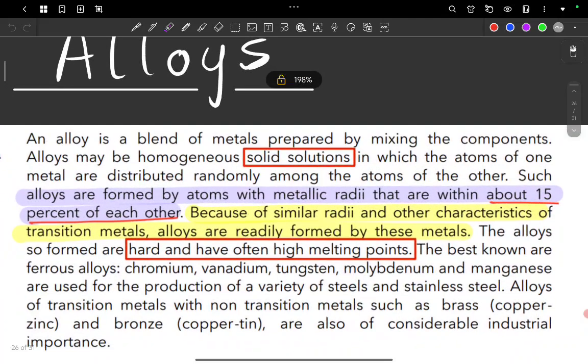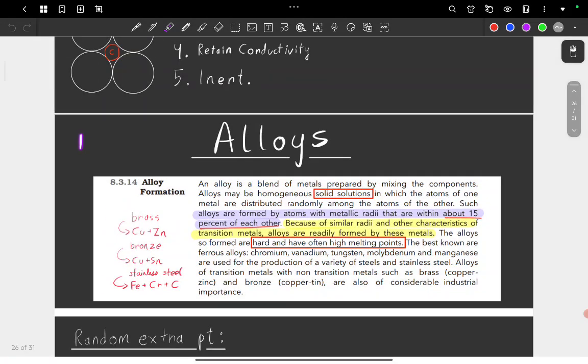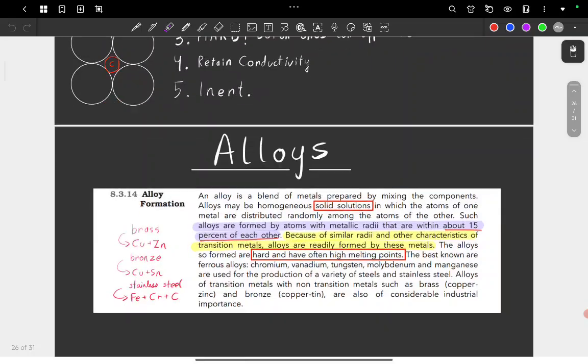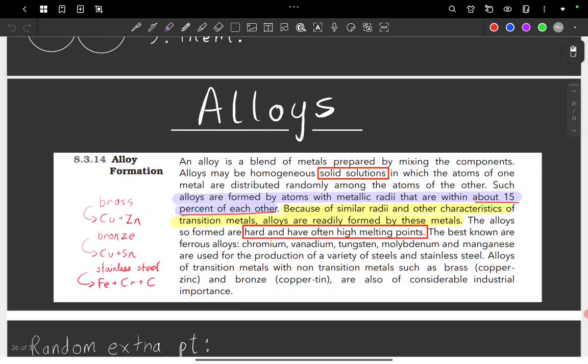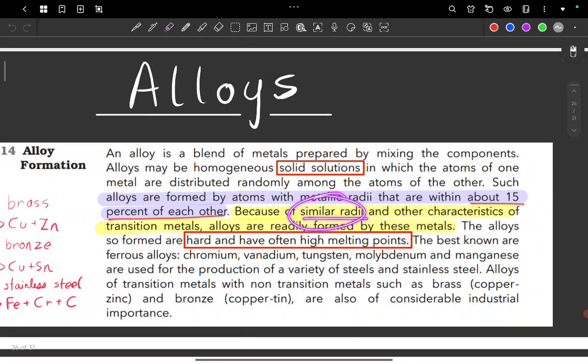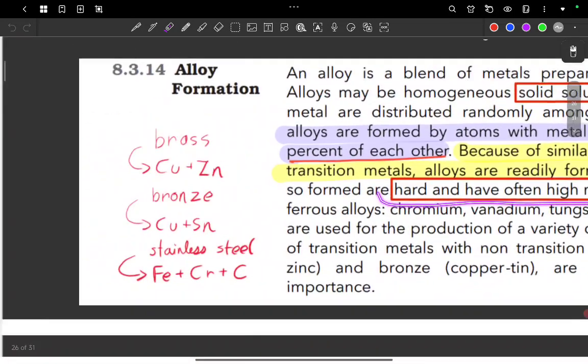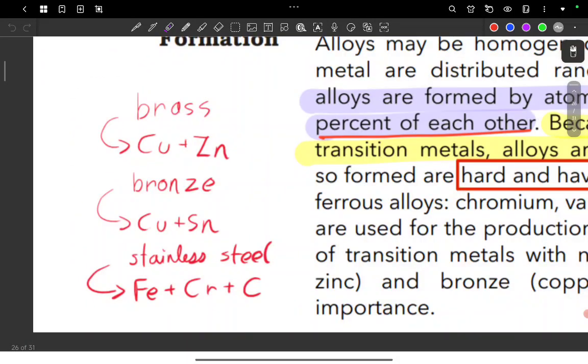And keep in mind that the metals which form these alloys have metallic radii within about 15% of each other, which means that if one has a 100 pm radius, the other one must have 85 to 115. Okay. And unlike interstitial compounds, the smaller ones won't work here. So that is not an alloy. And because of similar radii, that's 15%, they are readily formed by these metals, and they often have high melting points.